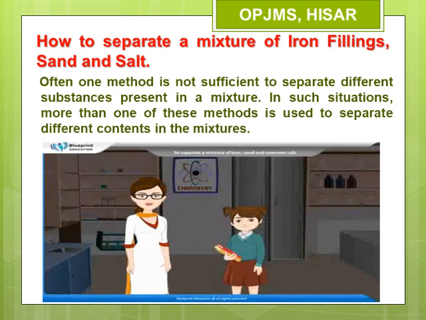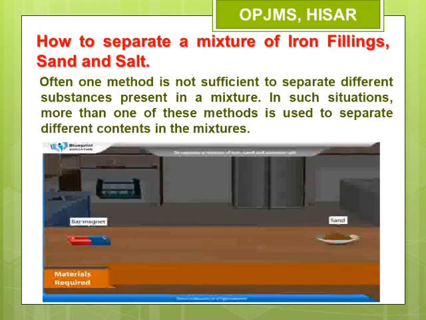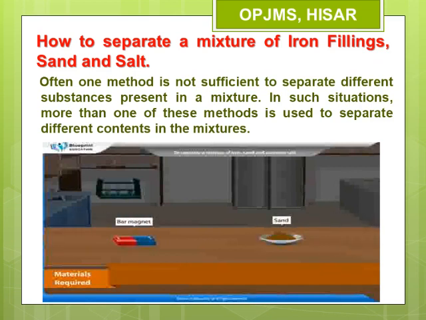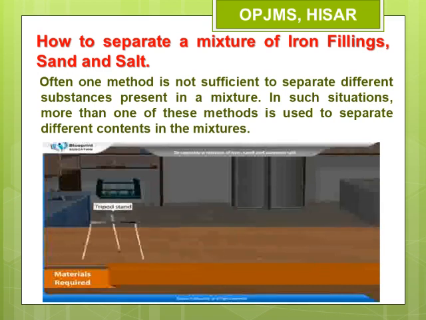Let's do an experiment to separate a mixture of iron, sand, and common salt. The materials required are a bar magnet, sand, iron filings, water, common salt, a funnel, a conical flask, a beaker, a wire gauze, a filter paper, a tripod stand, a china dish, and a Bunsen burner.